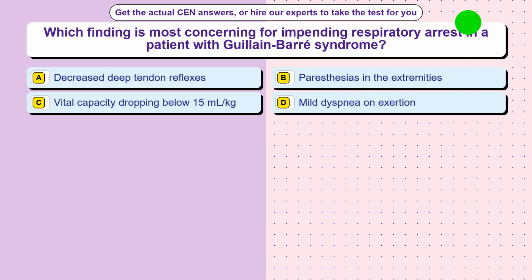Question 57. Which finding is most concerning for impending respiratory arrest in a patient with Guillain-Barré syndrome? Option A, decreased deep tendon reflexes. Option B, paresthesias in the extremities. Option C, vital capacity dropping below 15 ml/kg. Option D, mild dyspnea on exertion.